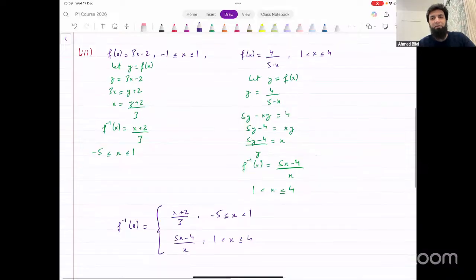That's the last part of this question. Is this okay? Any problems with this? Any questions, anyone?